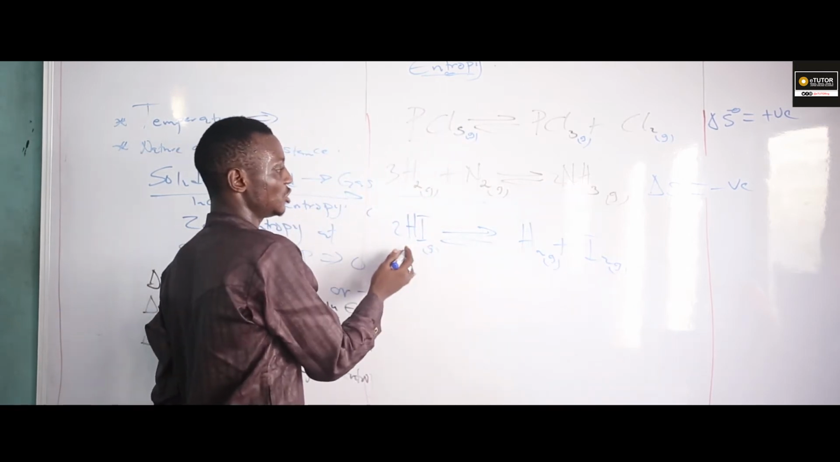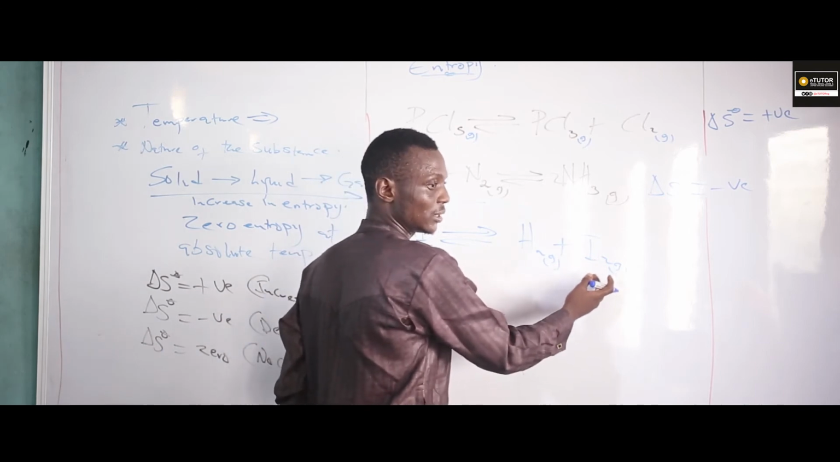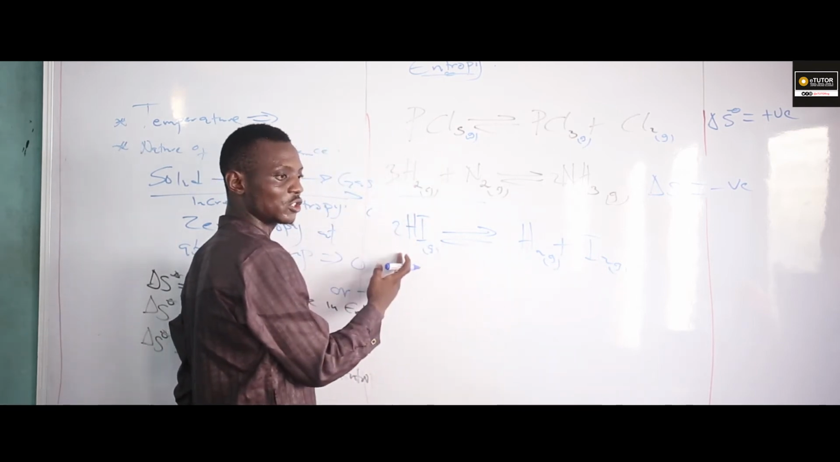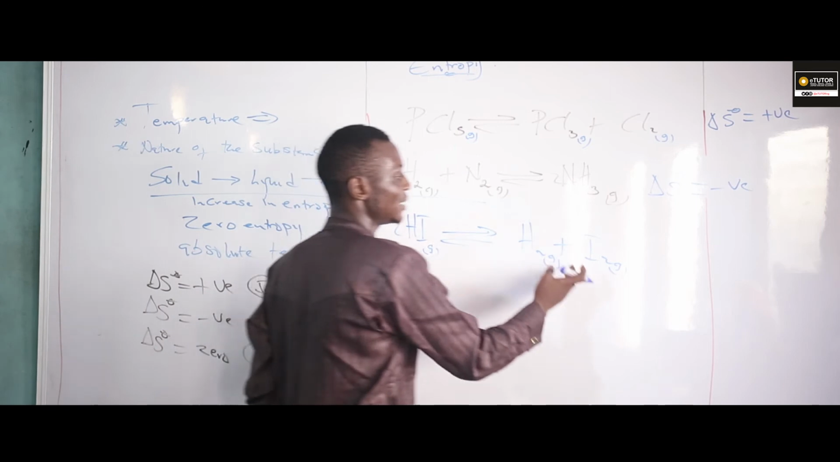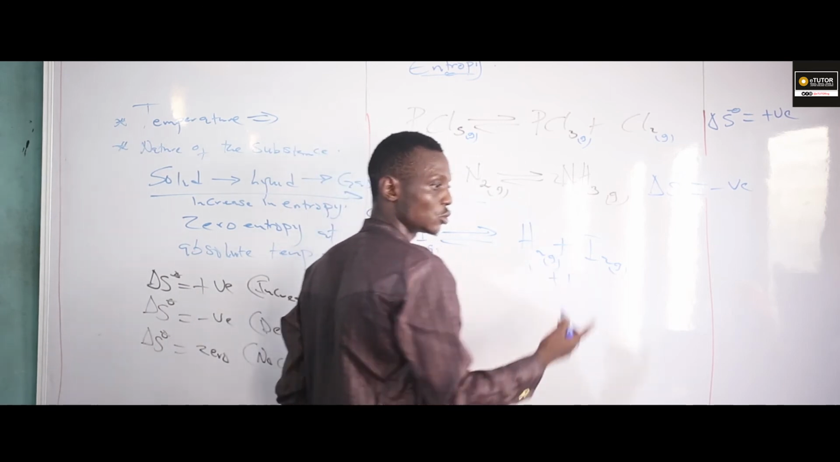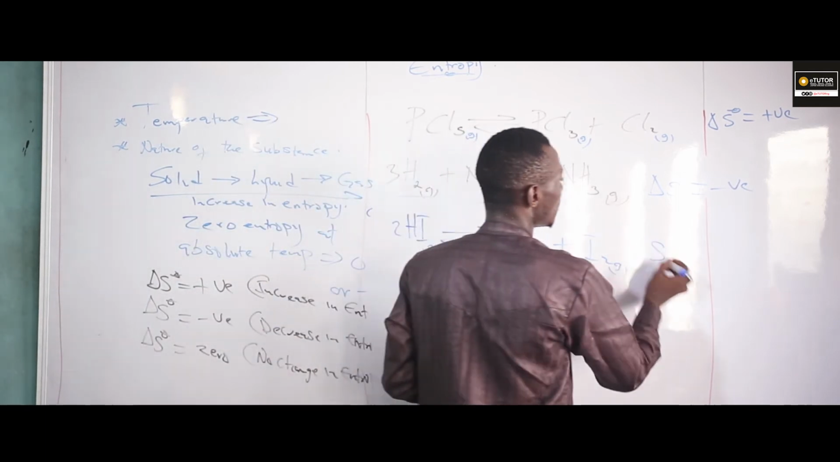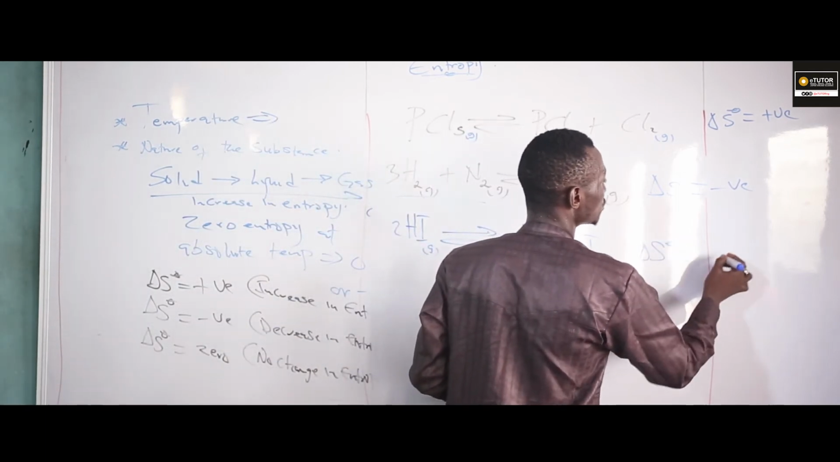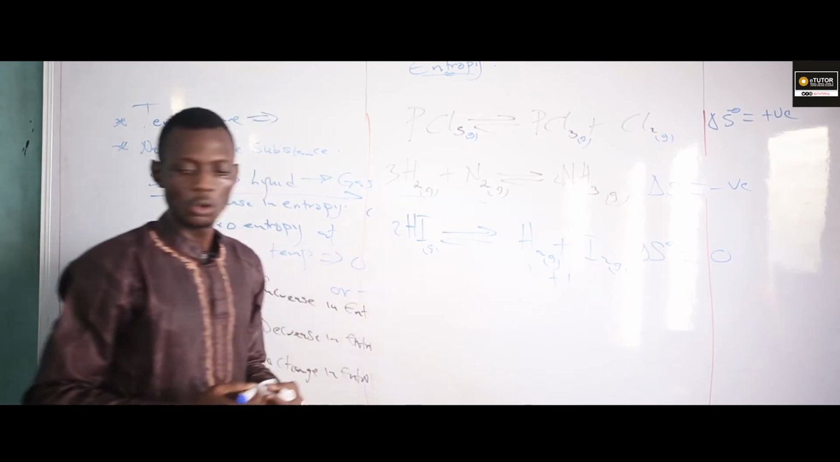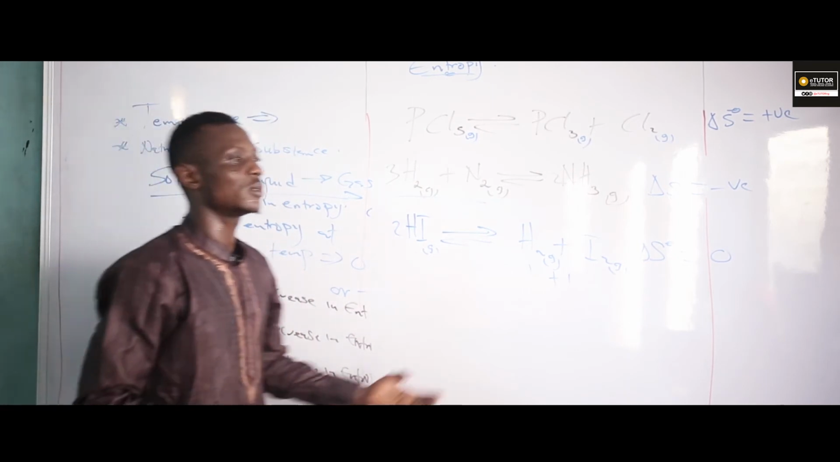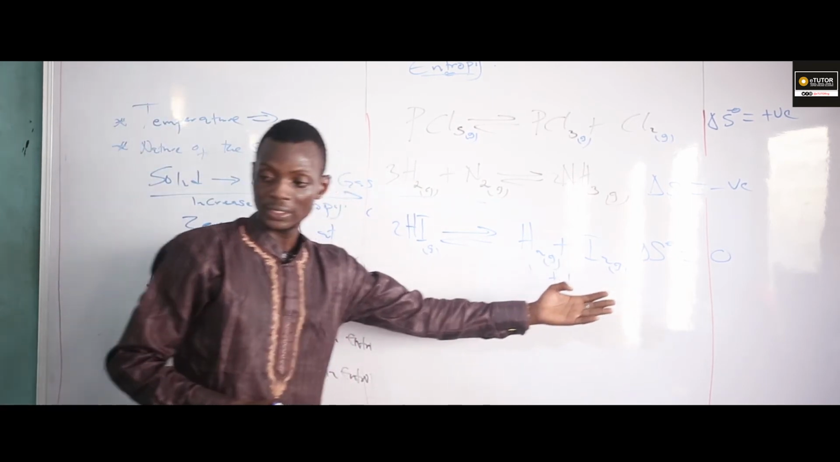Now look at this last one. We have gaseous species on both sides. We have 2 moles of gaseous species in the initial state. At the final state, we also have 1 plus 1, which is 2. There are equal numbers of moles. Therefore, our change in entropy here equals 0. There won't be a change in the entropy of that system. Do you understand now?